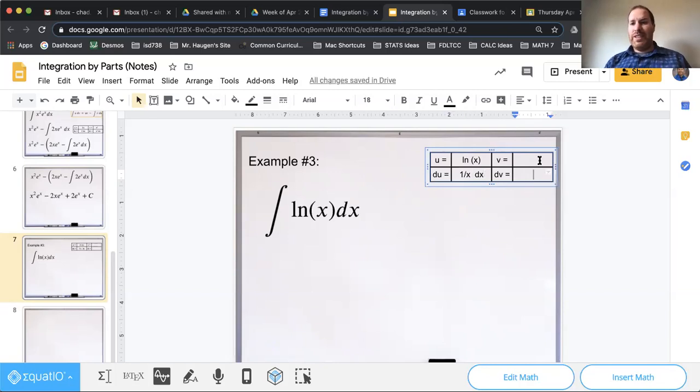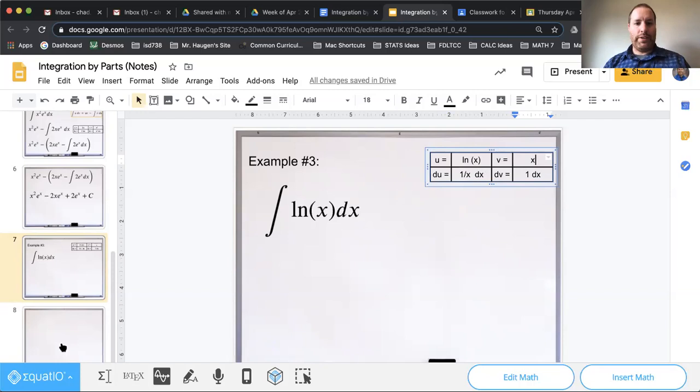But what do we make dv? Well, there is actually something left. 1 dx is left here. That's actually okay, right? It's kind of like a placeholder, like multiplying by 1. We don't always put that, which means the integral or the antiderivative of this is x, right?